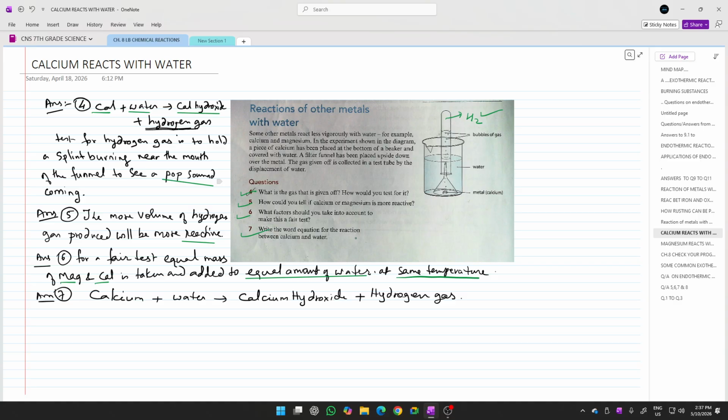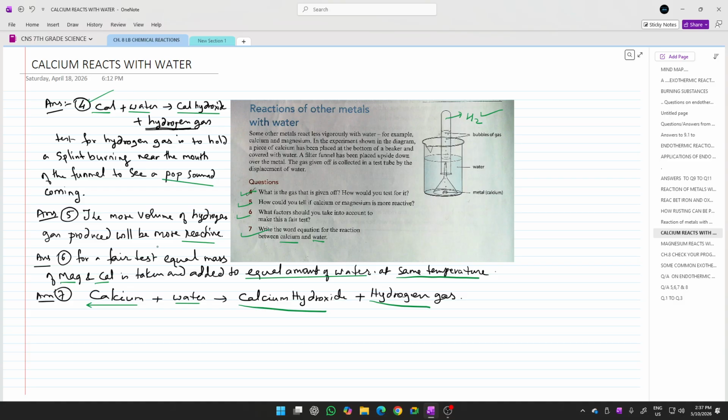Write the word equation for the reaction between sodium and water. So question number 7 is write the word equation for the reaction between calcium and water. It's not sodium and water, calcium and water. So of course your answer will be calcium plus water, giving you calcium hydroxide plus hydrogen gas. This is the word equation that I have already written here.